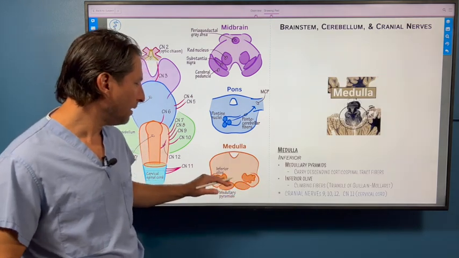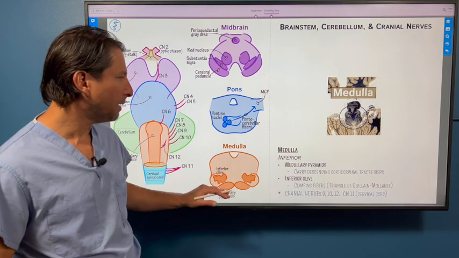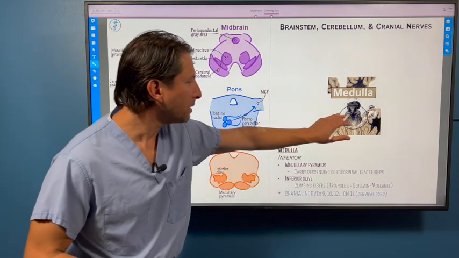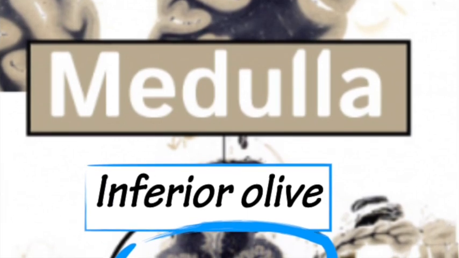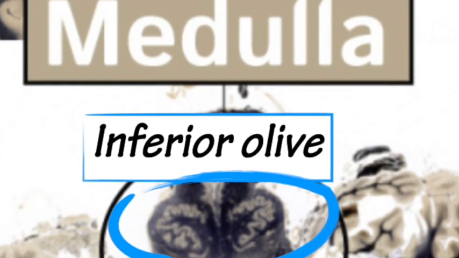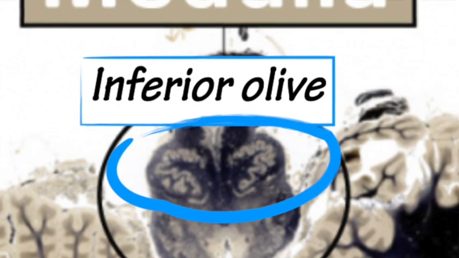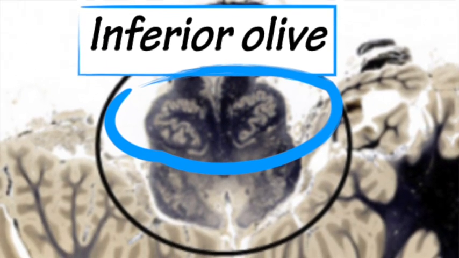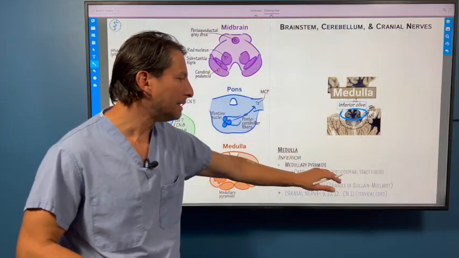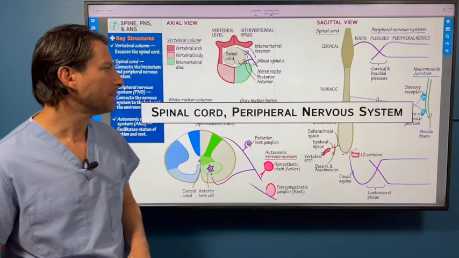Medulla here, the inferior olives and the medullary pyramids, and we can see these structures over here, the inferior olives. Inferior olives, think climbing fibers, and then the medullary pyramids are an extension of those crus cerebri, and they carry these descending corticospinal tract fibers.